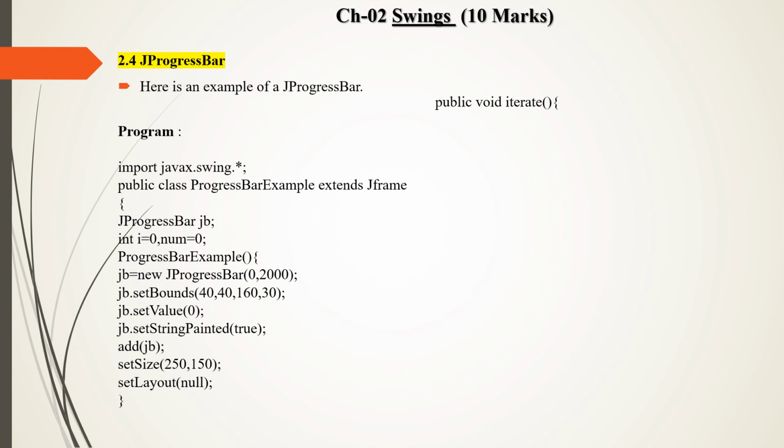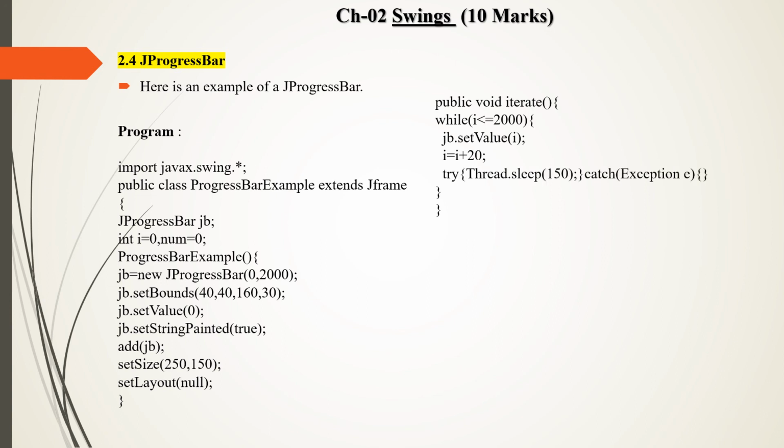Then we define one method, public void iterate. So here we use a while loop to display the progress bar while i is less than or equal to 2000. Our value of i is 0 initially, and it goes up to 2000. So the condition for this is i less than or equal to 2000. So we call jb.setValue(i), then i is equal to i plus 20.